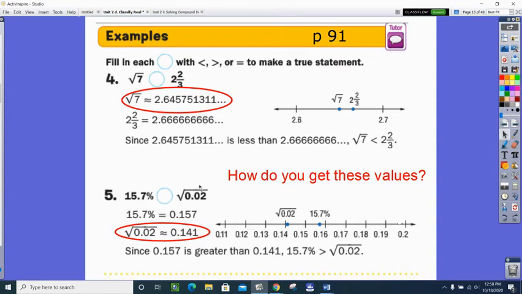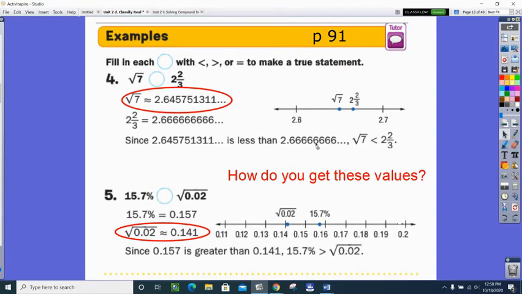How are we getting these values? How is the book getting those? They're using the calculator. So now I have 15.7%, which, remember, you take the percent off and move that decimal 2 places smaller. So that's 0.157. And then I'm going to take my calculator and take the square root of 0.02. And you've got to hold out a number of places so you can see, like up here, if you had only put 2.6 and 2.6, you couldn't see who's bigger, right? So the square root is 0.141 already. I know that the 15.7% is greater. So then I'm going to have 15.7% is greater than the square root of 0.02.